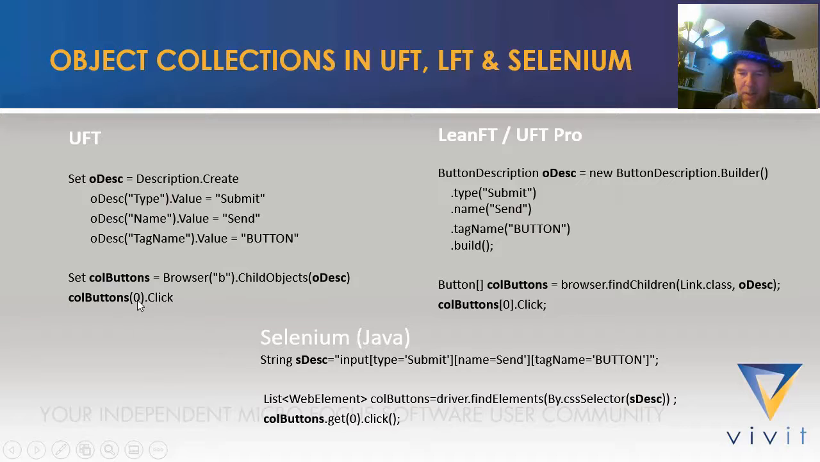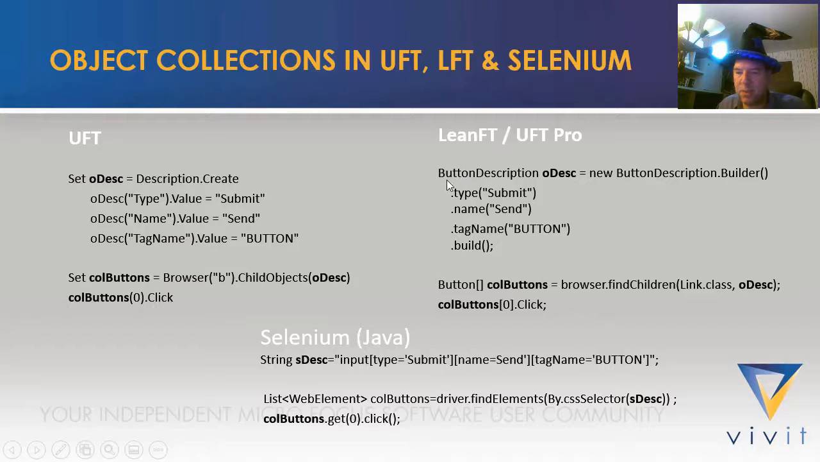I know we talked about stuff being visible. I don't have enough room on the slide to put all that code in there. So this would go through and iterate all of the elements and see which one was visible, and then click on the most visible one, on the one that has height or width. This is the same way you do it in LeanFT or UFT Pro.